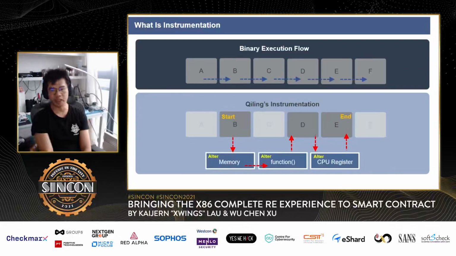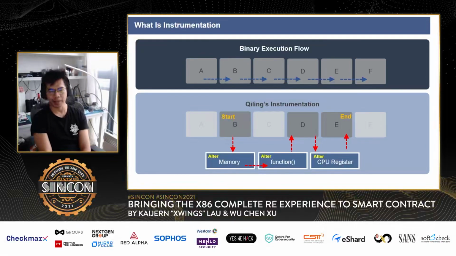But with instrumentation, what we're trying to achieve is, if we already know this is the flow for a binary, we try to do analysis with some alteration along the way. So for example, we want to start from B, and then we want to alter the memory, or alter a library function call. Then we will skip C, then we'll go into D. Then we will update part of the CPU register, and then we're going to end in E.